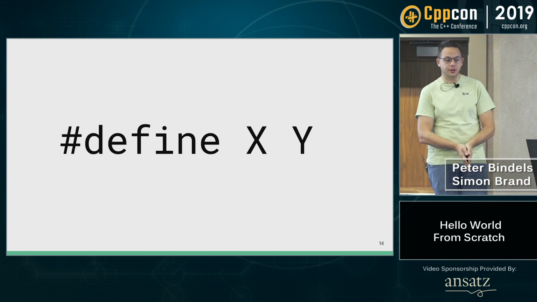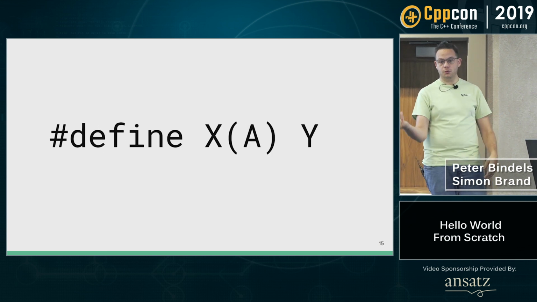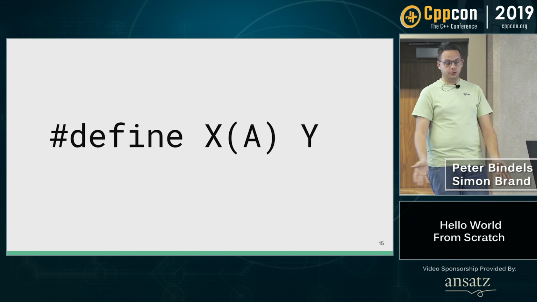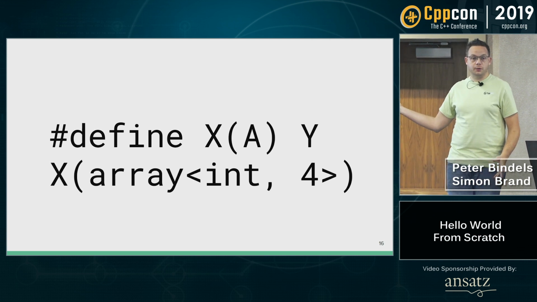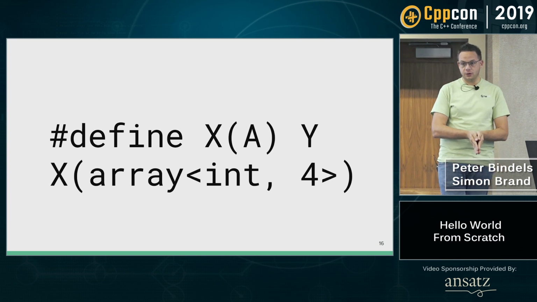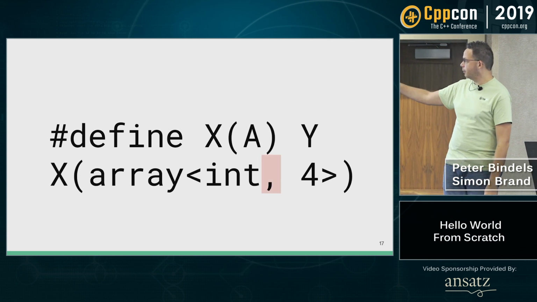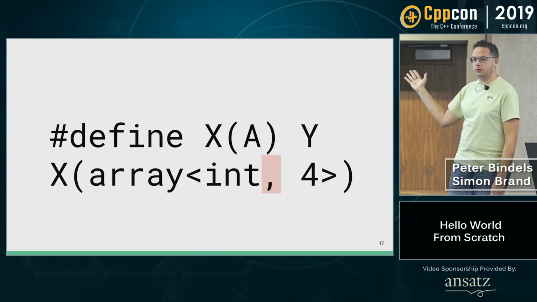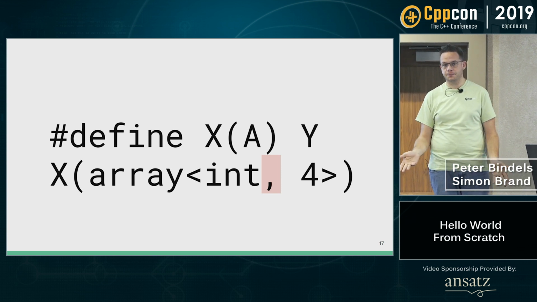We can make it a slight bit more complicated by making a macro function, which takes x as an argument and transforms it into a y, which may or may not use that argument anywhere. And we can use this to do substitutions. For example, we can call x with array<int, 4>. And this already shows one of the big downsides of macros. They don't understand our code. They just look at this like a bunch of bytes. So they're going to read this and see a comma. And that comma says this is the second argument, because of course, this is not just one thing, this is two parts. And then it's going to complain that we're passing two arguments to a macro taking one.